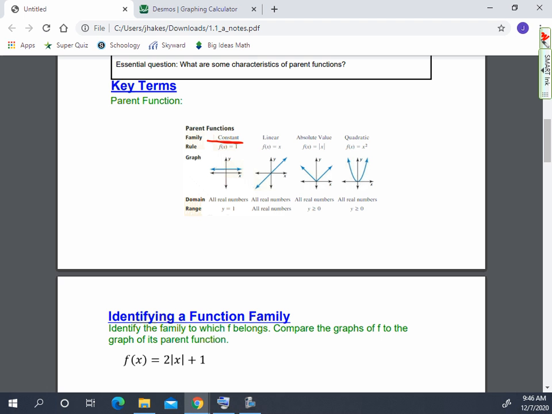Our absolute value family has that absolute value symbol. Absolute value, by definition, is the amount of units away from 0. So our parent function there is f of x equals the absolute value of x. Then we lastly have our quadratic family, which has that little 2 above it, or our power of 2. You can take a look at the domain and range. I'm going to move on down here.